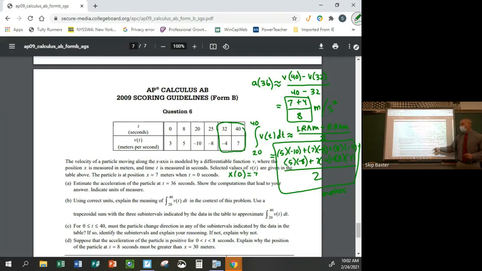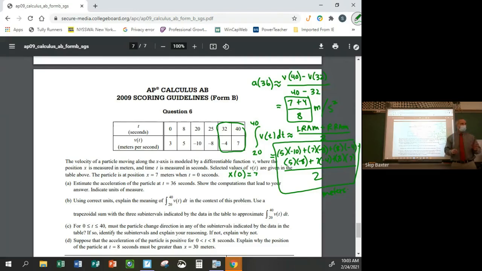So you have to say, since v of t is continuous, by the intermediate value theorem, or IVT, since v of 8 is positive and v of 20 is negative, there has to be some point in between 8 and 20 where v of t is 0. That's what the explanation would have to say. It asks you to identify the subintervals, so yes, you have to say that between 8 and 20. You have to say the same thing between 32 and 40 for the same reason.